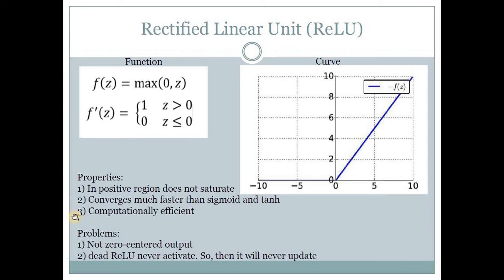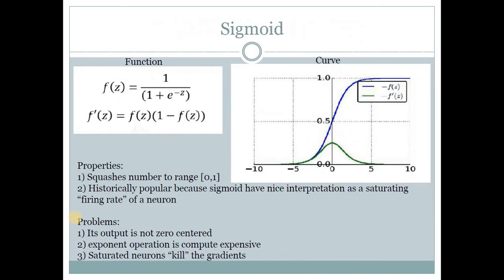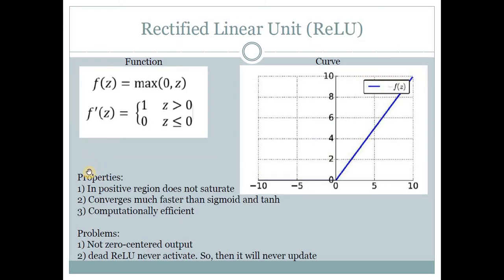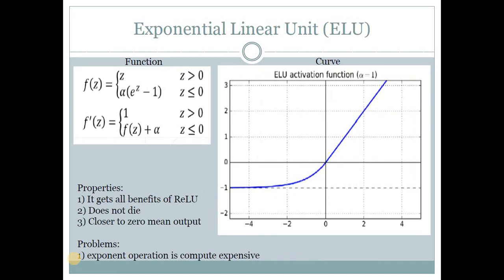It is computationally efficient, as we can see in the sigmoid and in tanh, that we need to do some level of calculation like e to the power z, right? But here there is nothing, so it is very computationally efficient. But some of the problems are it is not zero centered and dead ReLU is never active, so then it will never update, which is very important, right?